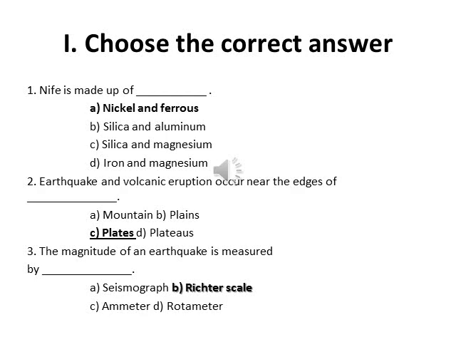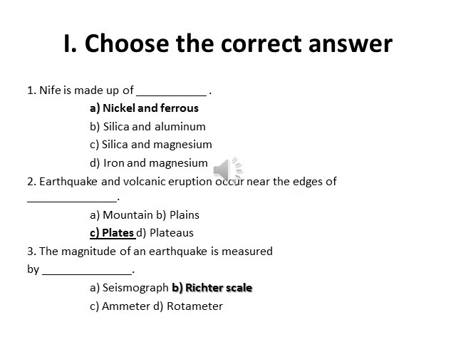Nickel and ferrous. Then second, earthquake and volcanic eruption occur near the edges of A. Mountain, B. Plains, C. Plates, D. Plateaus. Most earthquakes and volcanic eruptions occur where the plates meet. So they occur near the edges of plates. That is option C.